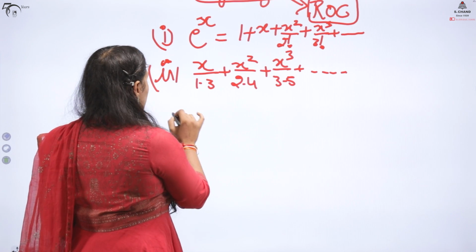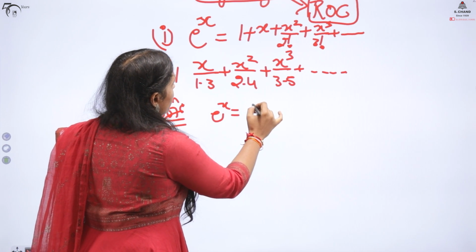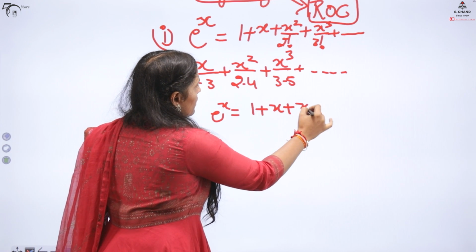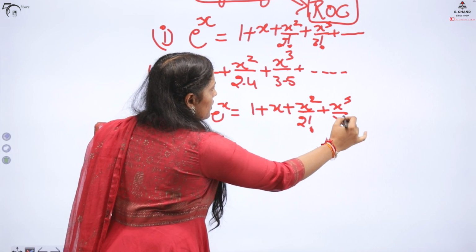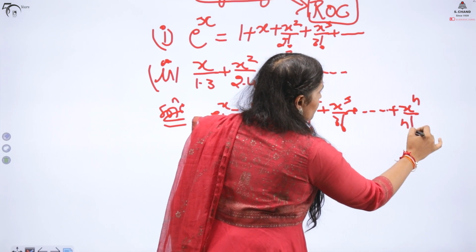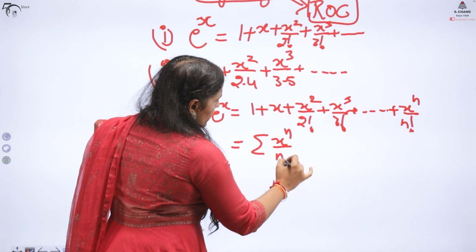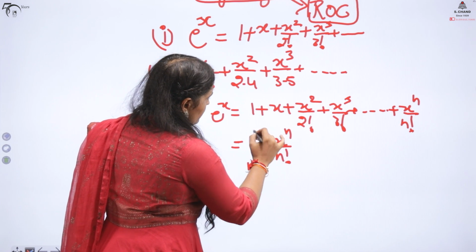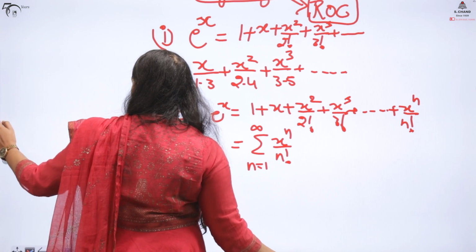You can write now solution. e to the power x can be written as, you just see the pattern in the terms. What will be the nth term? It will be xn upon n factorial. It means in summation form we can write it in this form. So now the question arises for convergence.